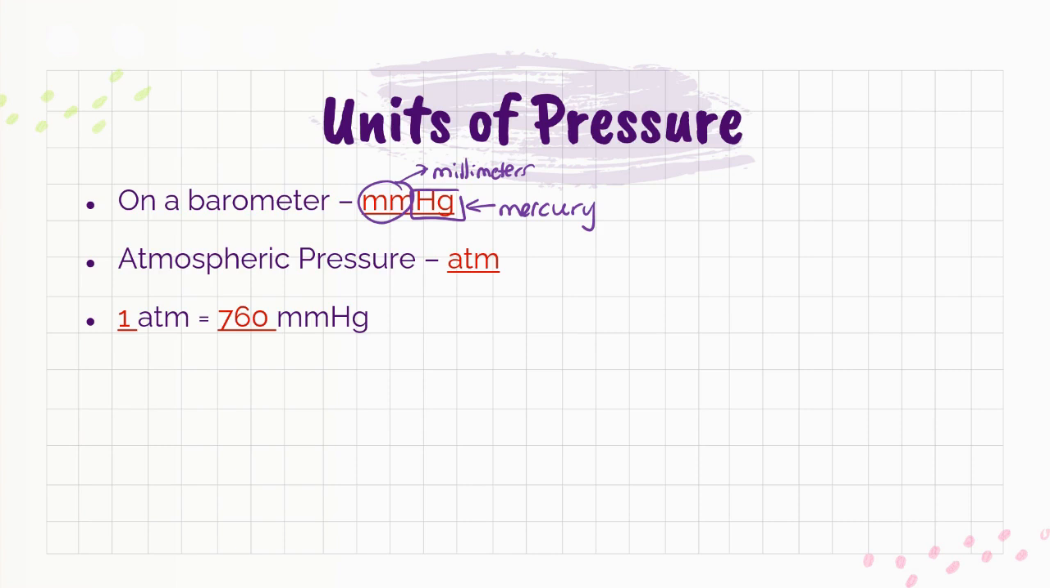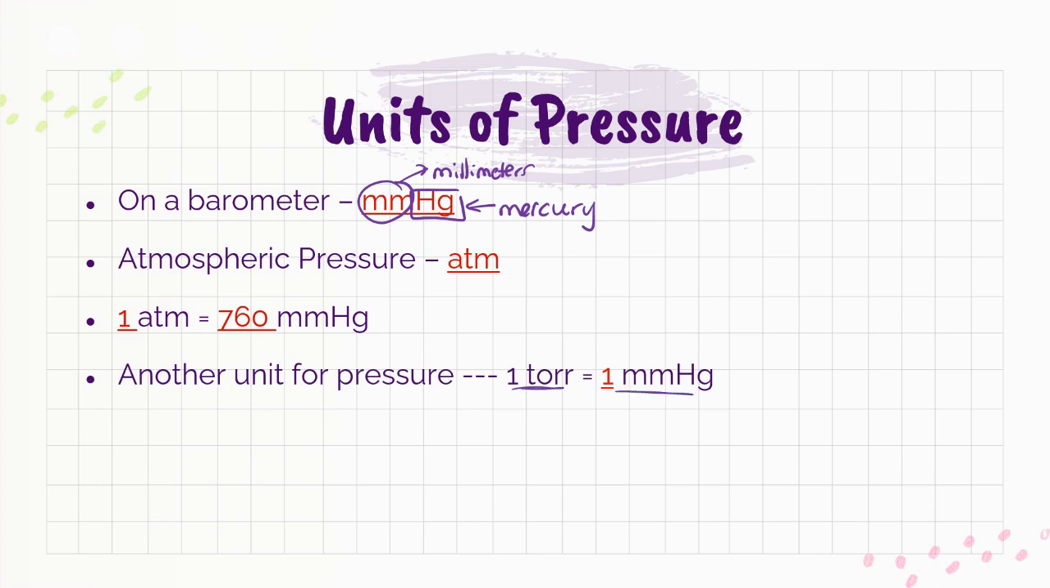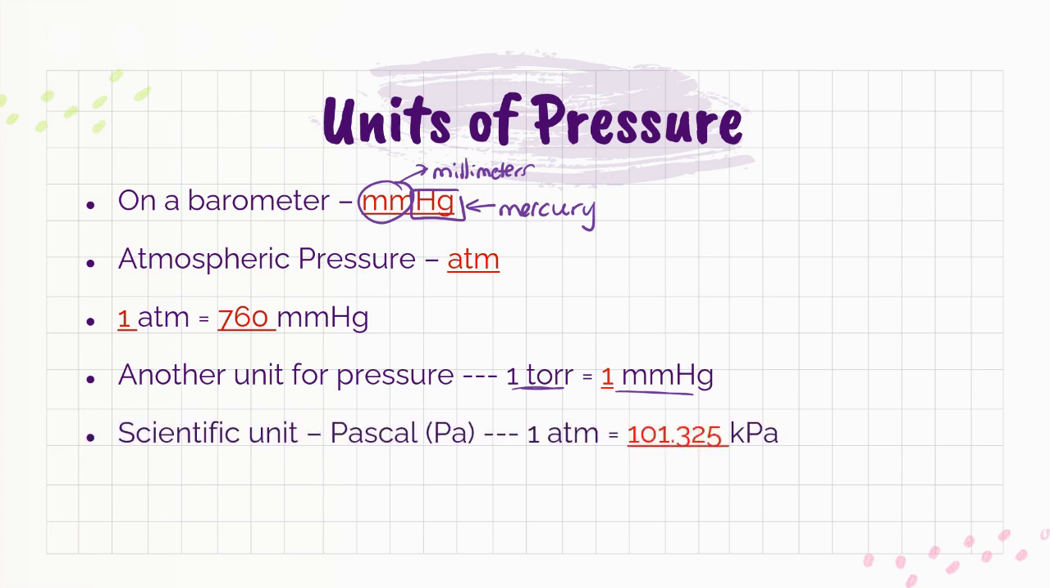Here's a new one. Another unit of pressure is torrs. Torr is the same as a millimeter of mercury. They are equal to each other. So torr comes from the name Torricelli, and he helped invent the barometer, so they gave him his own unit. The metric unit or the scientific unit is pascals, Pa.